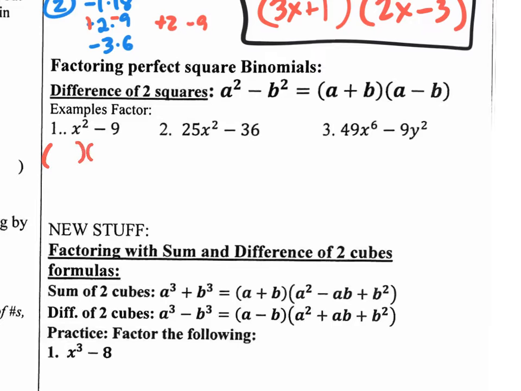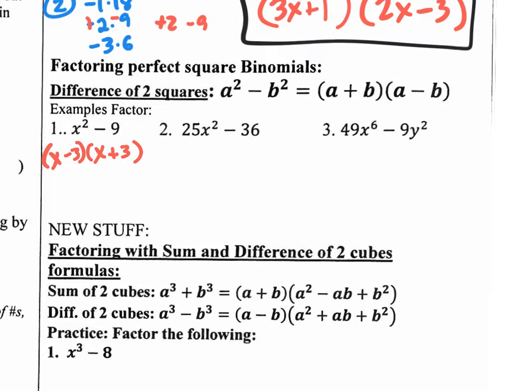So let's do that. You could either square root each of them and plug them in, or you could think what times what is negative 9, that if you combine together it gives you nothing. What would it be? X minus 3 and x plus 3. There you go. Now everybody should be able to do that. That should be an easy problem. I didn't hear everybody respond. That wasn't good.